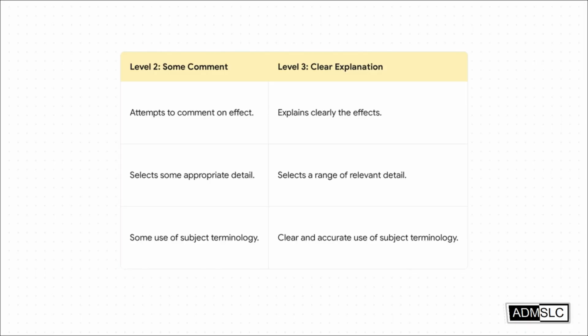And this table shows you exactly how to climb the ladder. A level 2, kind of mid-grade answer, just attempts to comment on the effect, but a level 3, top-grade answer, explains clearly the effect. It's the difference between saying a simile is good for imagery and explaining that it creates a mysterious presence. It's all about the detail in your explanation.